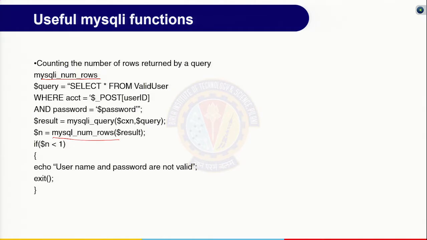Here in this example, we are going to check if the username and password entered by the user is valid. So here the query says select star from valid user where account is equal to the information entered by the user in the form of user ID and password. When you get a row with a valid username and ID, it indicates that the username is present in the database and is a valid user. If the value of n, that is the number of rows returned, is less than 1, it indicates that there is no user present with such a password and it is an invalid entry.